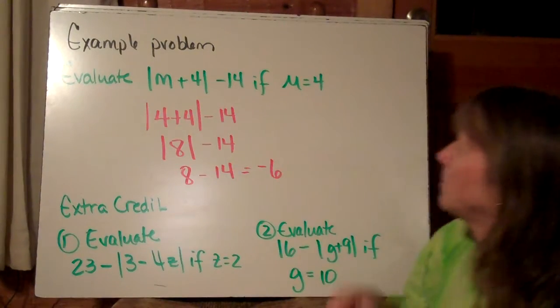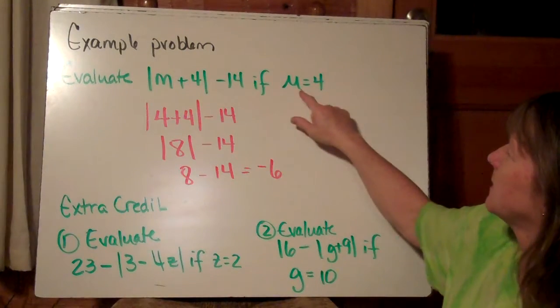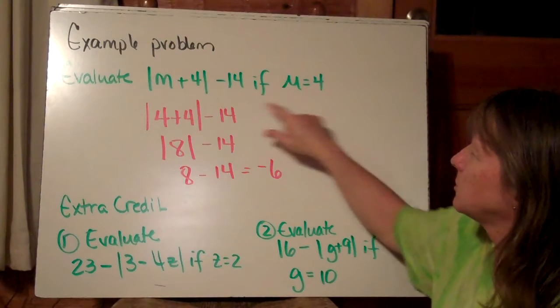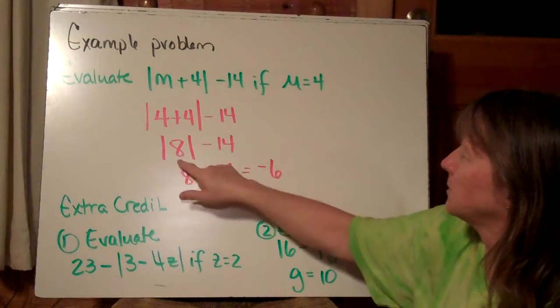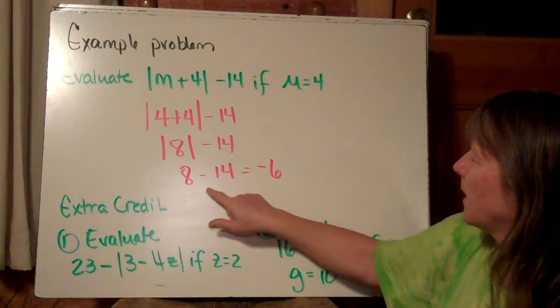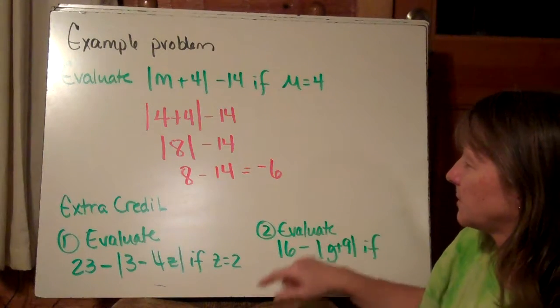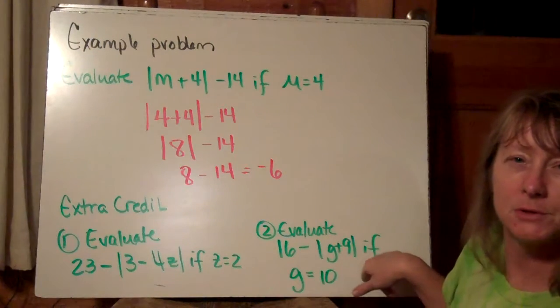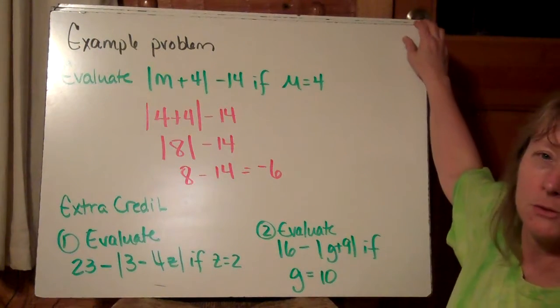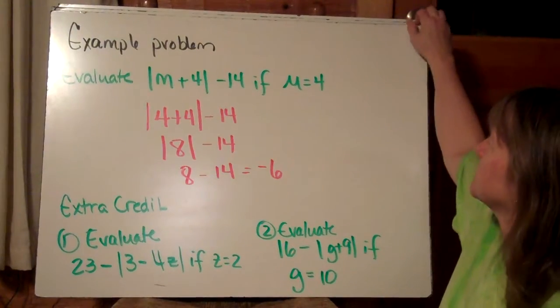Let's look at a problem. It tells us to evaluate this if m equals 4. We're used to doing substitution problems. We're just going to substitute the 4 into it to solve it, and we get 8 minus 14, which is -6. Here are 2 extra credit problems. Do these, bring them in, and you will get some extra credit.